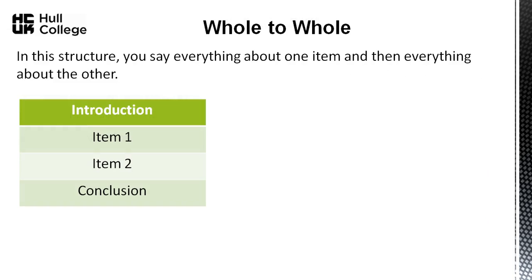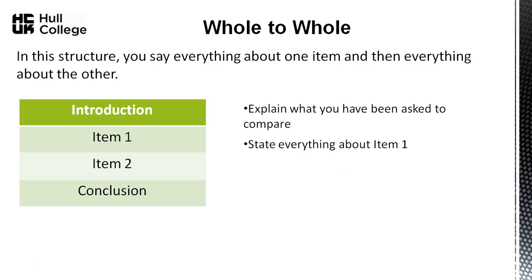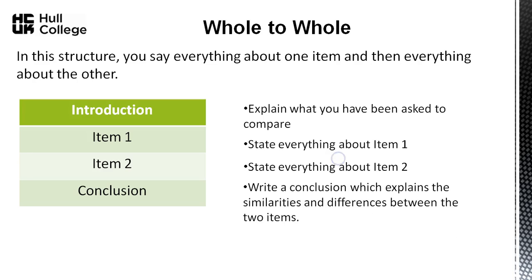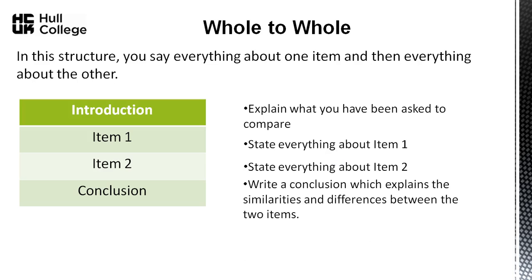So the first one, whole to whole. In this structure you say everything about one item and then everything about the other. Explain what you've been asked to compare. State everything about item 1. State everything about item 2. Write a conclusion which explains the similarities and differences between the two items.